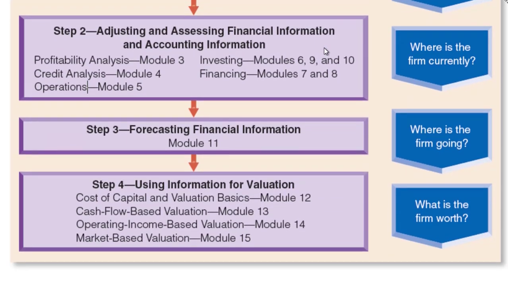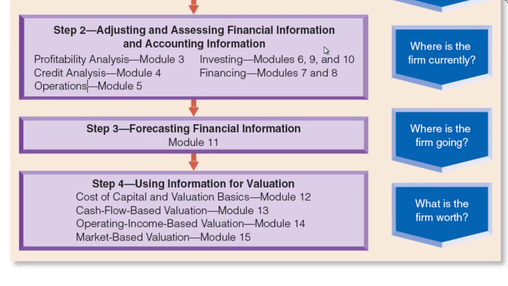In Step 2, Adjusting and Assessing Financial Information and Accounting Information, we introduce both profitability and credit risk analysis. In each of the modules 5 through 10, we provide tools for adjusting and assessing financial statement information. This step is the core of financial statement analysis, and it allows us to adjust financial statements as necessary to improve our analysis and better reflect the company's performance and its financial condition. Step 2 answers the question, where is the firm currently?